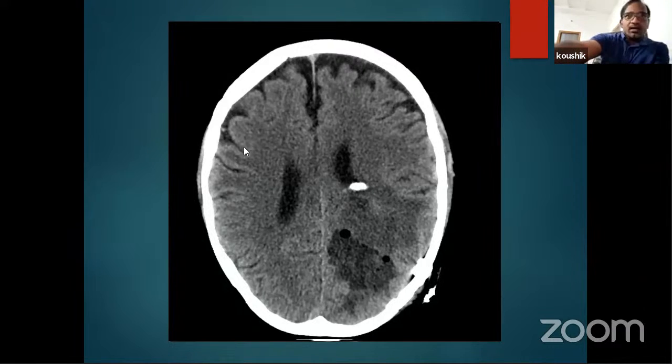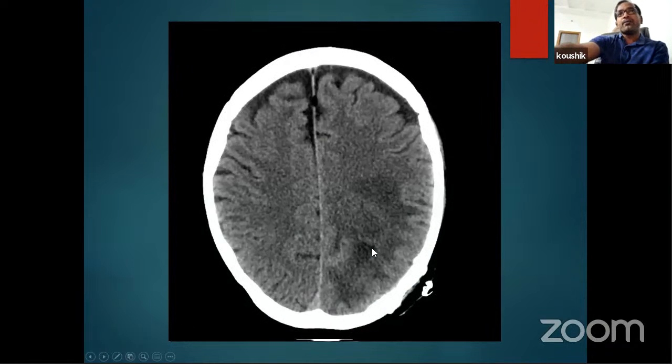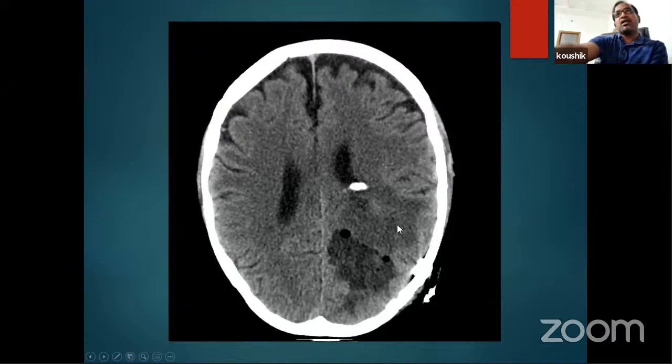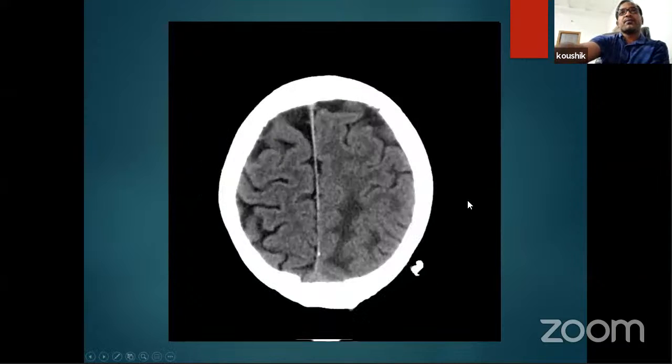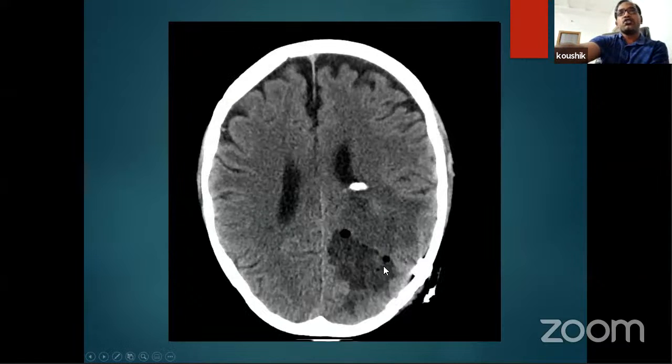So here, this is the case of a GBM, glioblastoma multiforme, which is a high-grade glioma, which shows varying densities. All this glioblastoma multiforme shows hemorrhage, some amount of fat density, some amount of calcifications. So here is a case of a tumor.